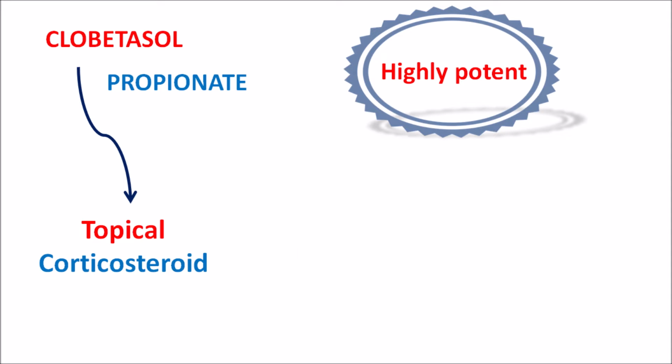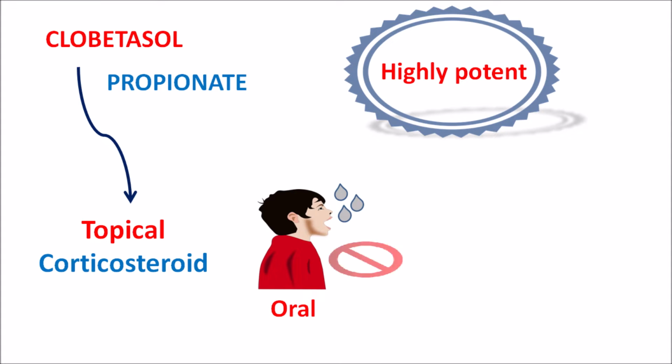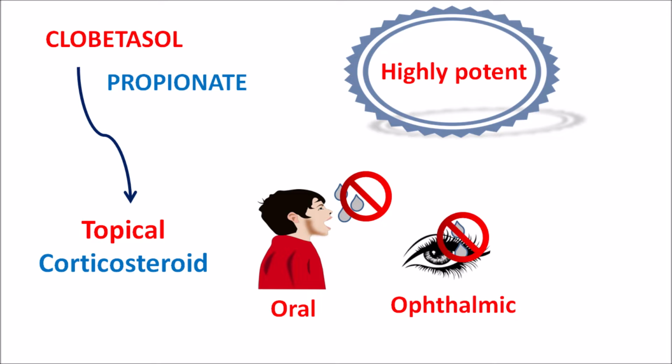Because of high potency, this drug should not be given by oral route as the systemic exposure increases the systemic side effects. Similarly, clobetasol propionate should not be given by ophthalmic route. This again increases systemic absorption as well as local effects on the eye. And again, this drug is not intended for intravaginal use.